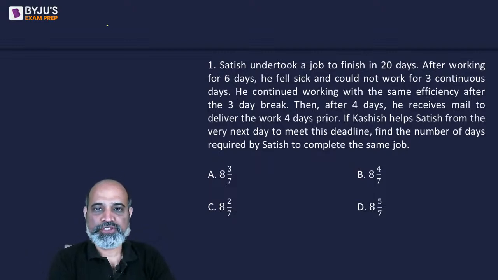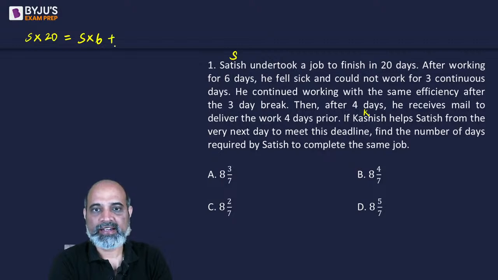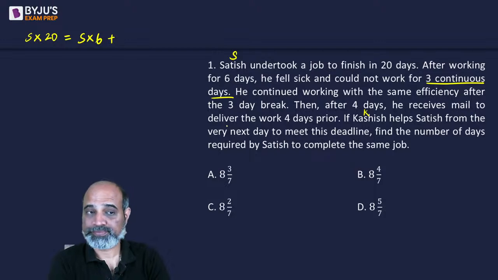Let's say the efficiency of Satish is S, and the efficiency of Kashish is K. As per the question, Satish undertook a job to finish in 20 days. So this is the total work. He worked for the first 6 days, and then he fell sick and could not work for 3 continuous days. So we will remember this. Then after 3 days, he continued working with the same efficiency after the 3-day break.